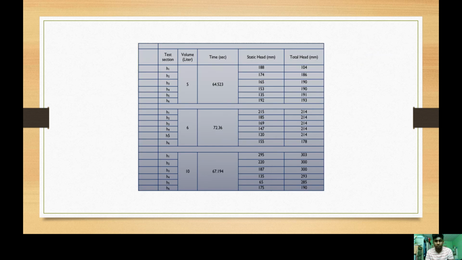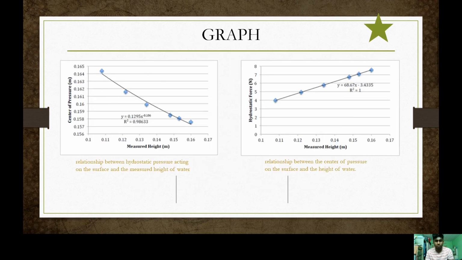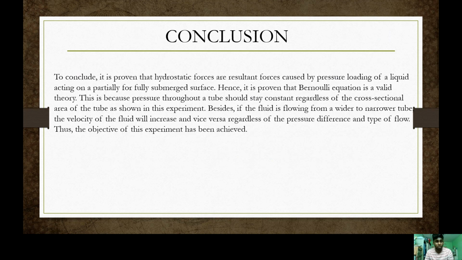These are the results. And the graph. And conclusion: to conclude, it is proven that hydrostatic forces are resultant forces caused by the pressure loading of a liquid acting on a partially or fully submerged surface.